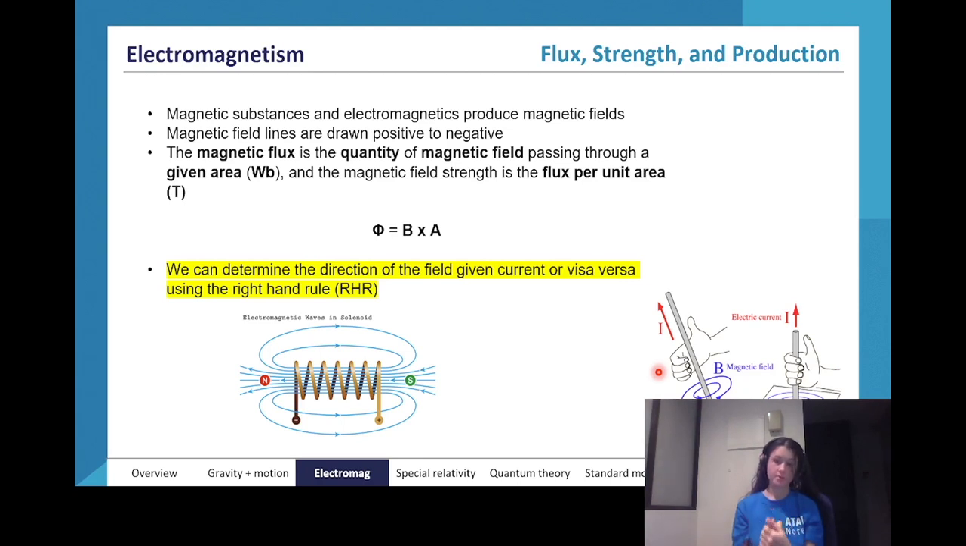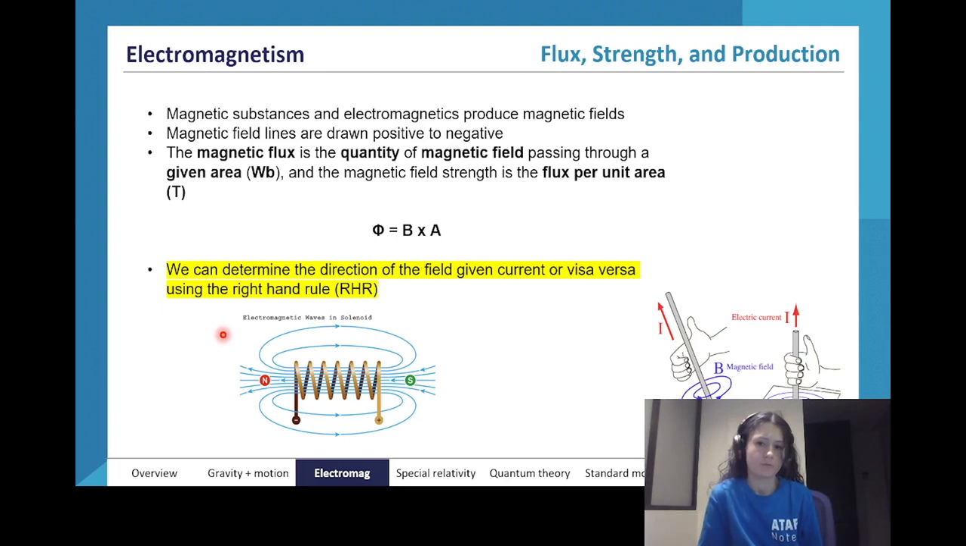So your thumb is going to be the current, and then your fingers are going to wrap around and tell you the direction of the magnetic field. And it's going to act in this circular way around the wire.